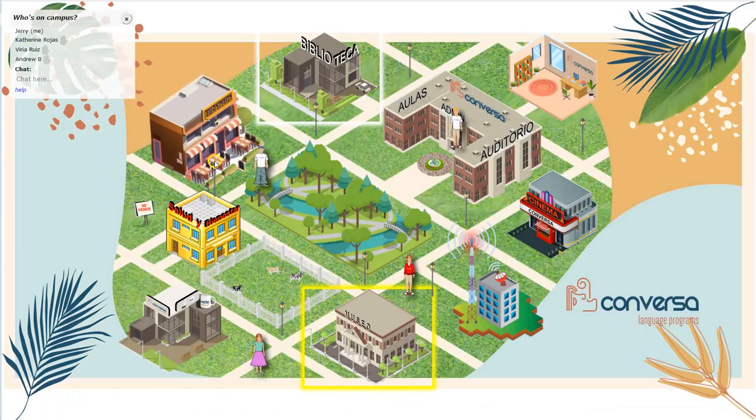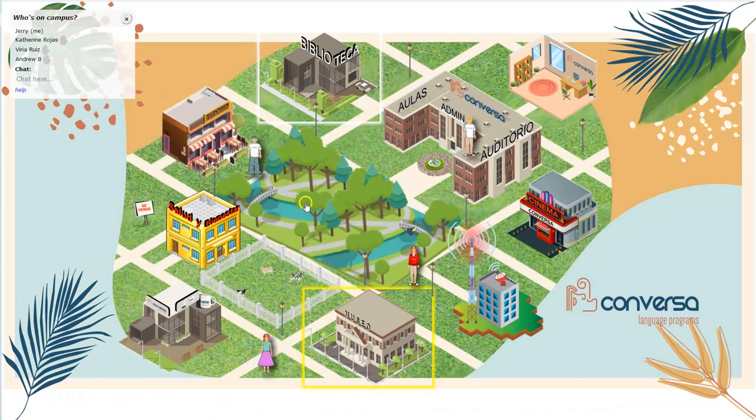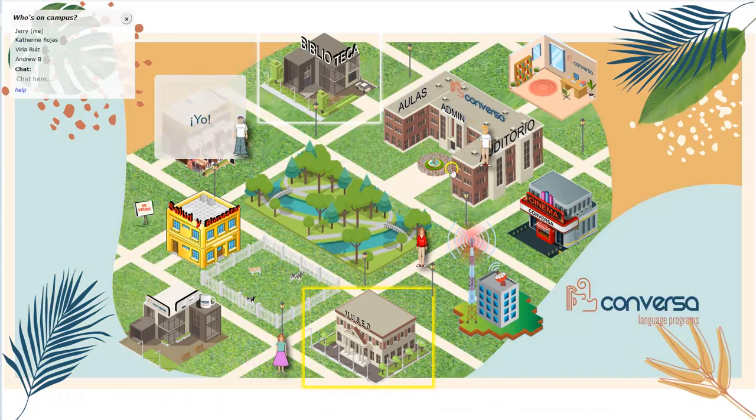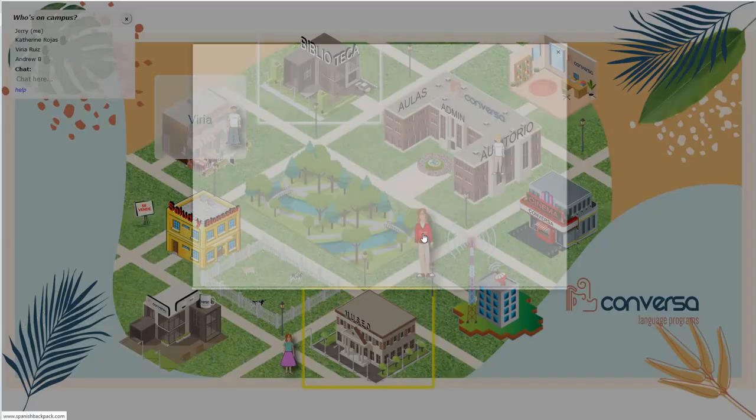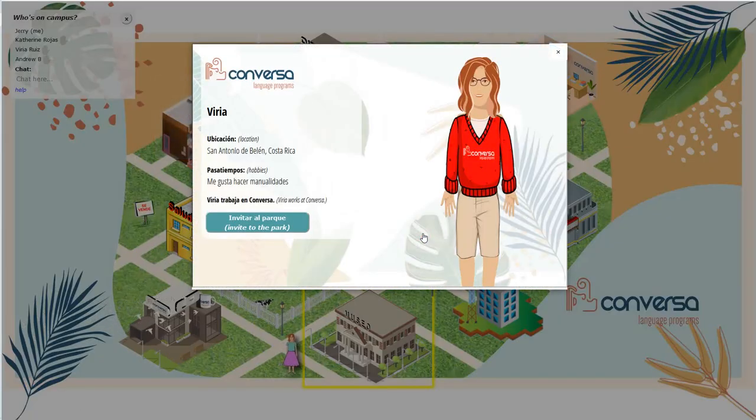Now you'll see that there's an avatar of you floating around. To chat with someone, simply click on their avatar. That'll open up a small window where you'll be able to see their avatar as well as the information that they provided about themselves. To invite them to chat, simply click on the button below. That'll open up a window at their end asking if they'd like to meet with you. When they accept, that'll automatically launch the Conversa Park Zoom session and you'll both be taken there.